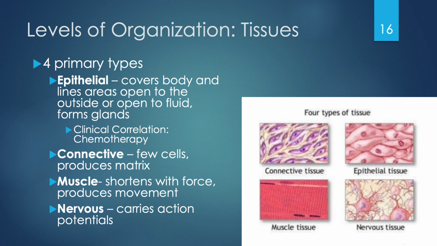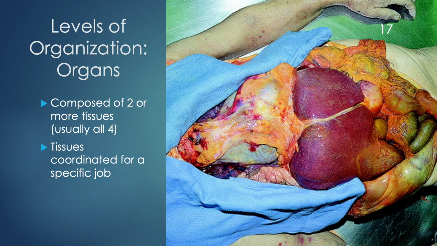And then lastly, we have nervous tissue, which carries action potentials, which is responsible for initiating movement and a variety of other things. So the lovely image you see here is taken from an autopsy. So you can see that fresh tissue is very colorful, and oftentimes the images that you're going to see in a textbook are going to be kind of gray because they're tissues that have been fixed in formalin or formaldehyde for quite a while.